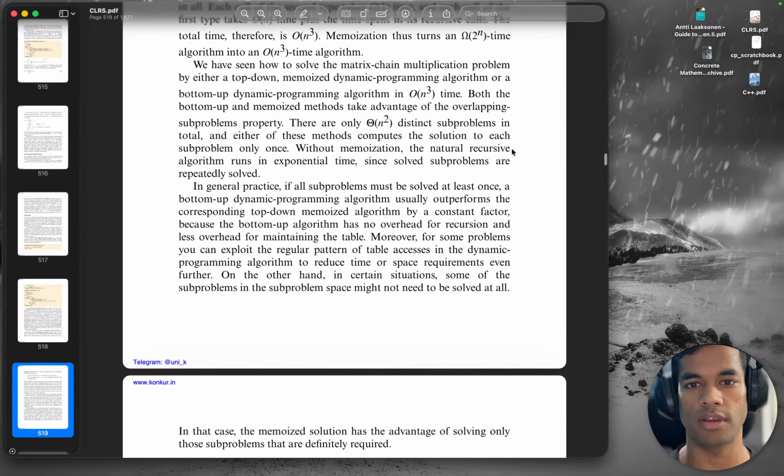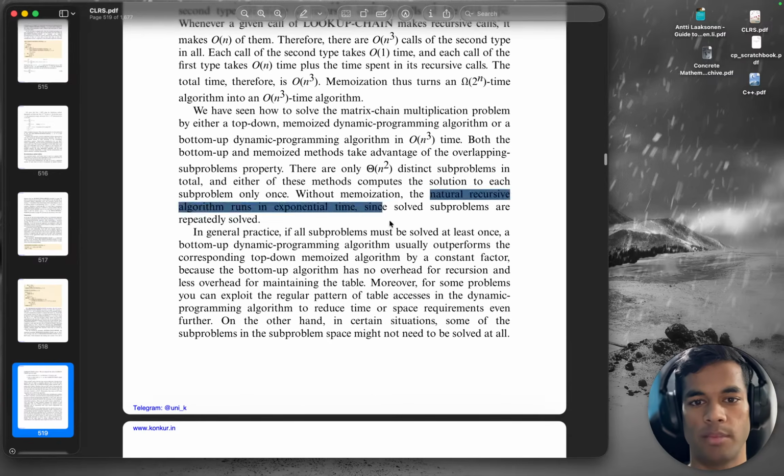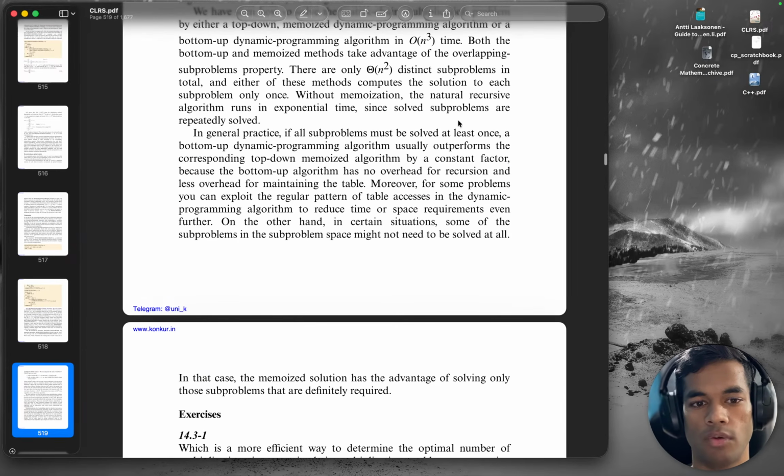Without memoization, the natural recursive algorithm runs in exponential time. Yep. It is 2 power n exponential. Bad. Very bad. Since solved subproblems are repeatedly solved. Yes, it's bad.